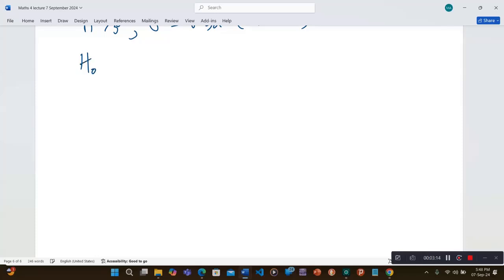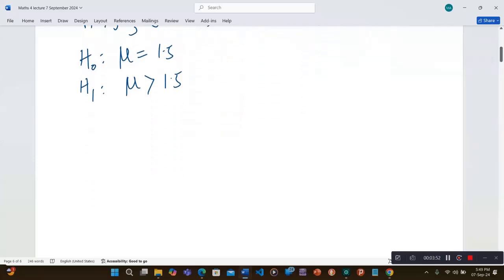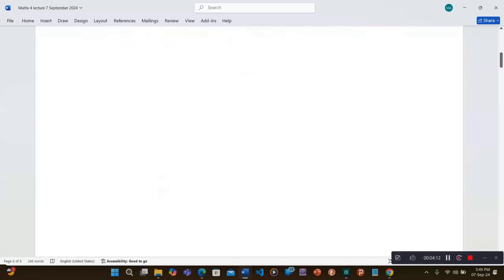The null hypothesis is that the mean is equal to 1.5. And for the alternative hypothesis, they are saying the mean is greater than 1.5 hours. So our null hypothesis is that the mean is equal to 1.5 hours, and the alternative hypothesis is that the mean is greater than 1.5 hours. So what does this call us? This is going to be a one-tail test, and this is the right-tail test.